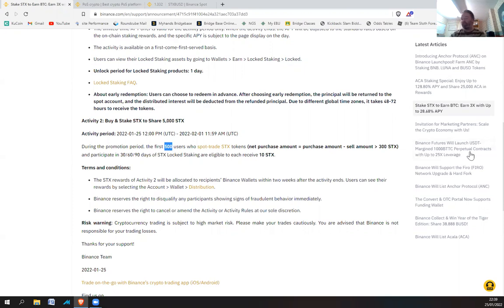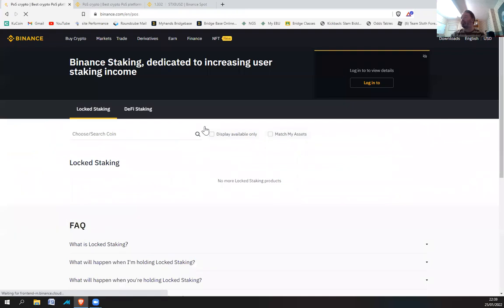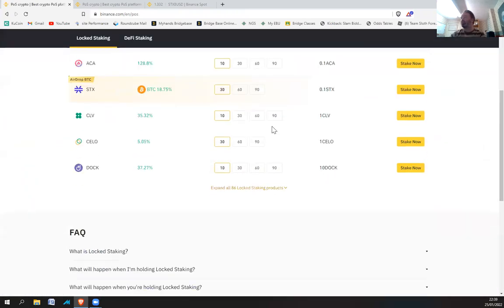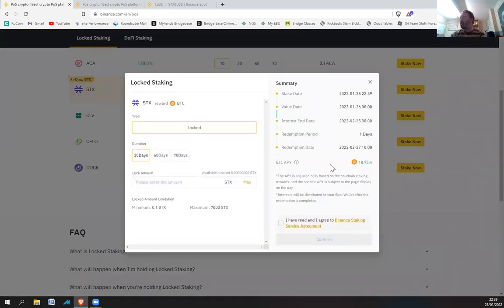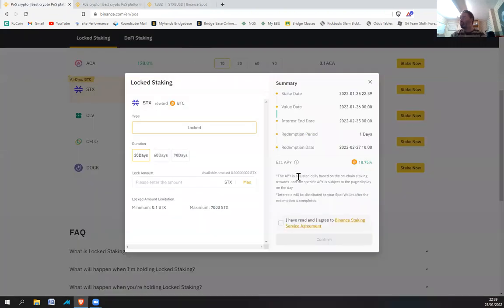So it's quite a novel staking reward, paying you out in Bitcoin. If we go to Earn and then Staking, the second one is Stacks. You can see airdrop BTC and you can choose 30, 60 or 90. If you choose the 30 option, you're going to get 18.75%. So if we stake now, let's say, what was the minimum, 300? Let's put 300 in there. I'm not actually going to stake it because I don't have it. So you get 18.75%.